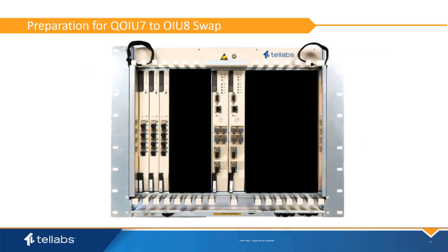Prior to swapping with the QOIU7, it is a good idea to place the OIU8 into a spare slot of the OLT running the correct release and allowing its software to upgrade. This will minimize the outage time that occurs when the cards are swapped by 20 to 30 minutes by making sure that the card is on the proper software load ahead of time.